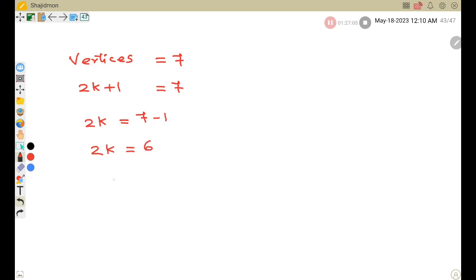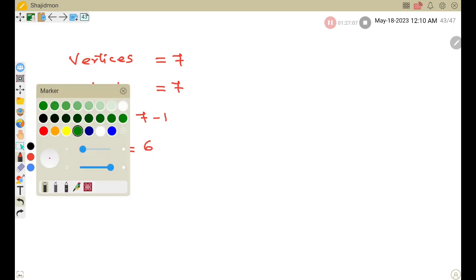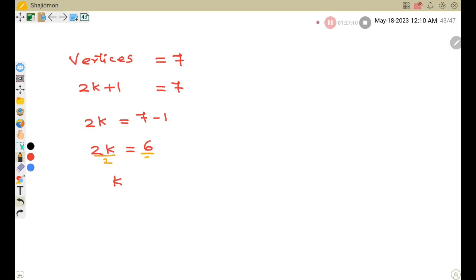So we will see how many vertices there are. Number of vertices equal to 7. What is the rule for the number of vertices? 2k plus 1. 2k plus 1 equals 7. So check what the k value is. Take plus 1 to the next side: 2k equals 7 minus 1, which is 6. Divide both sides by 2. So what will the k value be? That is 3. Correct? K equals 3 we are getting.